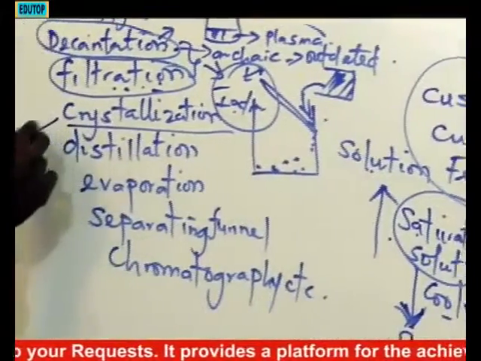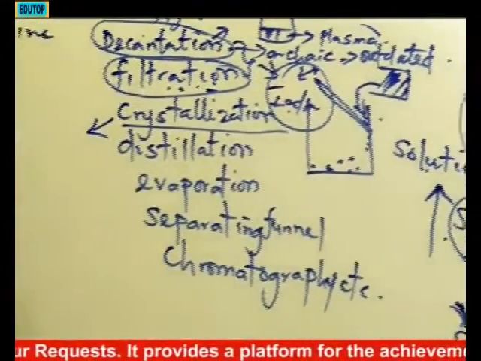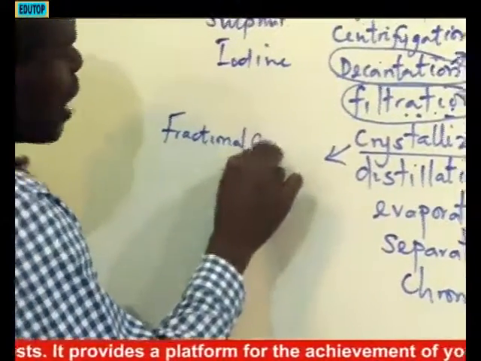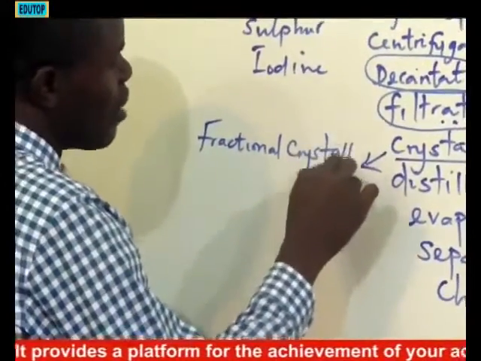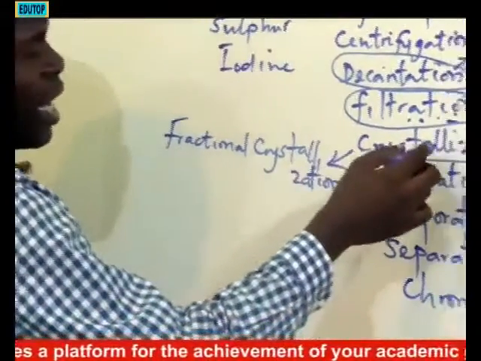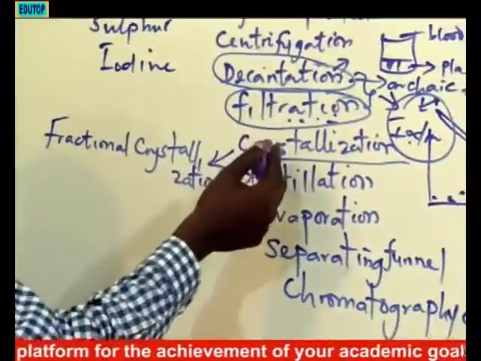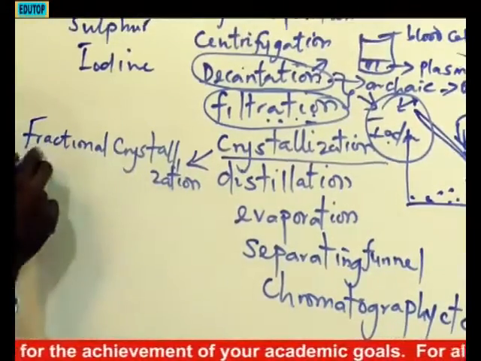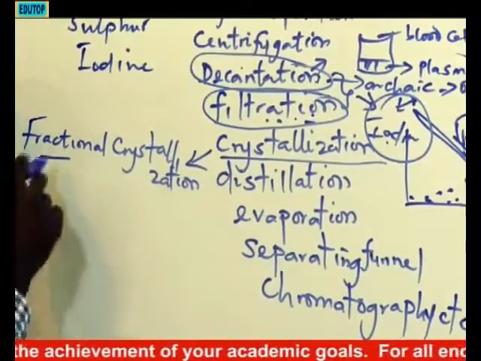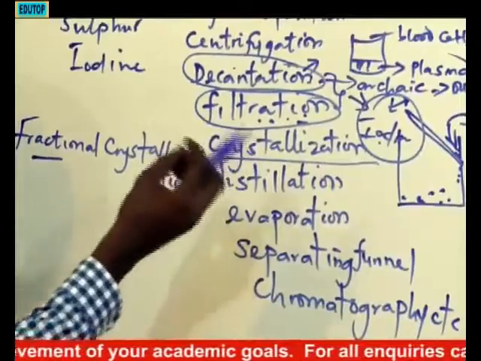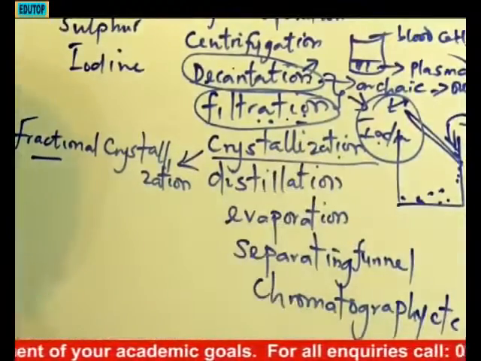Another effective one is fractional crystallization. In fractional crystallization, it is more or less like crystallization, but the difference between crystallization and fractional crystallization, even from the word as it implies, when you say fraction, that means it is separating more of those smaller particles that this one failed to separate.